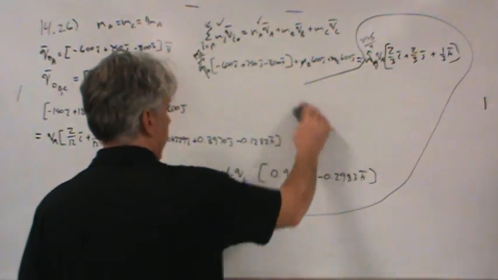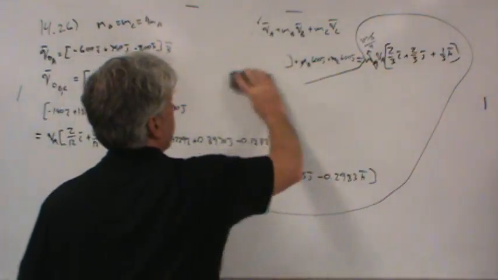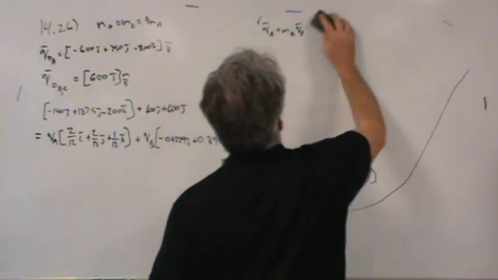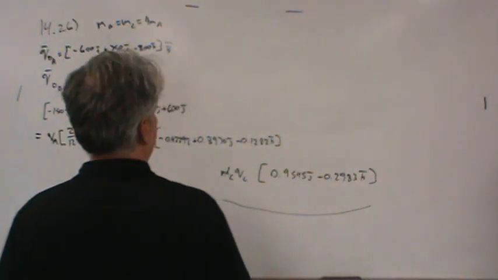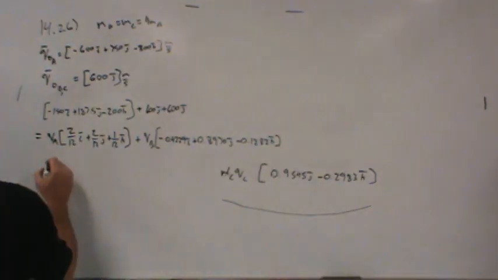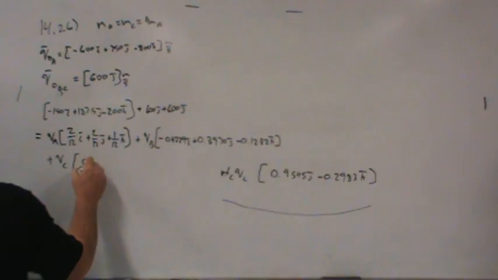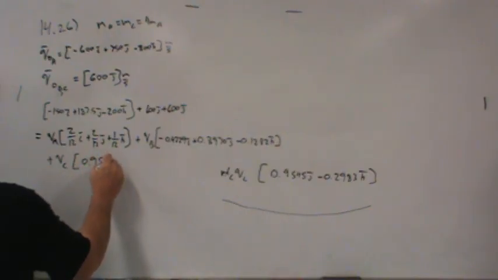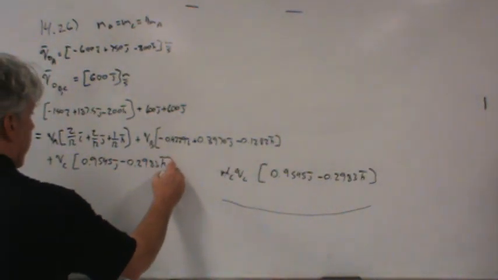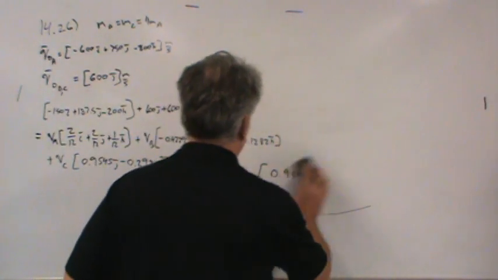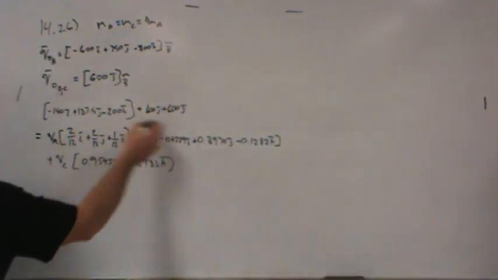Taking care of that. I've got one more term to add on the right-hand side. So we're done with all of this. It's just this last term here. And I hate to do it, but I think I'm going to break the line and say plus VC times 0.9545J minus 0.2983K. All right, things are a little bit cleaner now. So we've got all of this equals all of this other stuff.